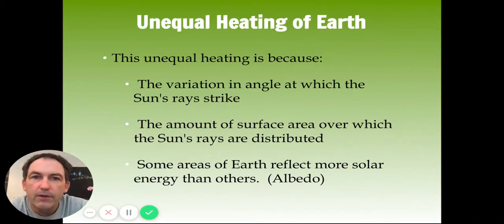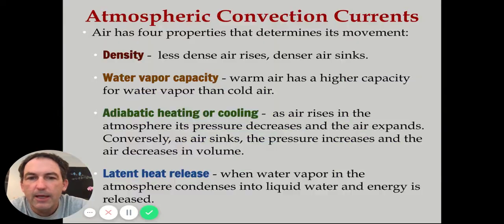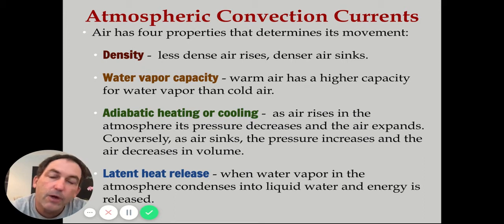But overall, we have this unequal heating, okay? And that creates these atmospheric convection currents. They're driven by just physical properties, density. Less dense air rises, and denser air sinks. Water vapor capacity: warmer air tends to hold more water vapor than cool air.